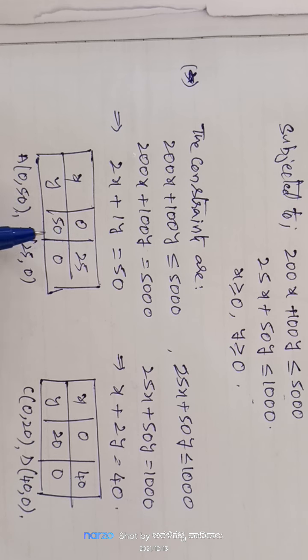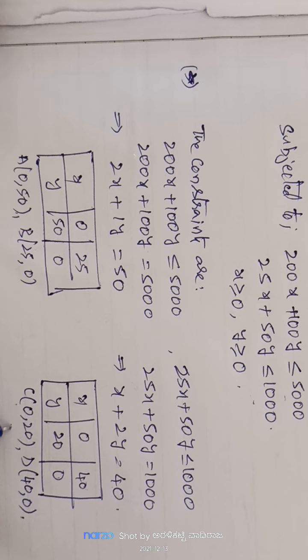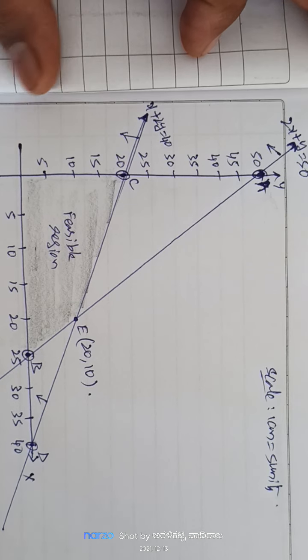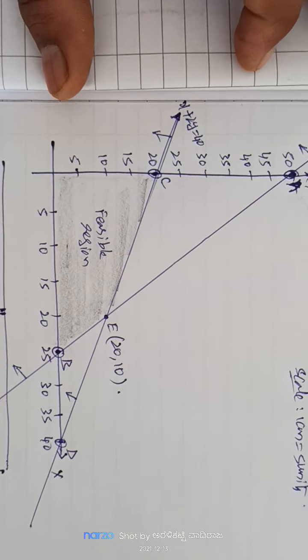Plot the graph by using the points. x equals 0 means y equals 50, y equals 0 means x equals 25. A point becomes 0, 50 and B point becomes 25, 0. Here x equals 0 means y value becomes 20, y equals 0 means x value becomes 40. C point is 0, 20, D point is 40, 0. This is the graph you will get.